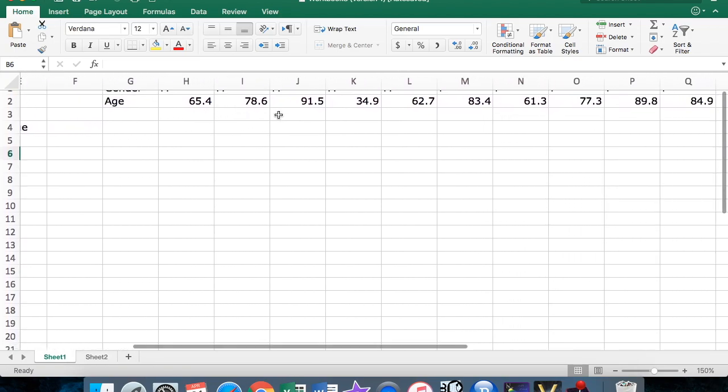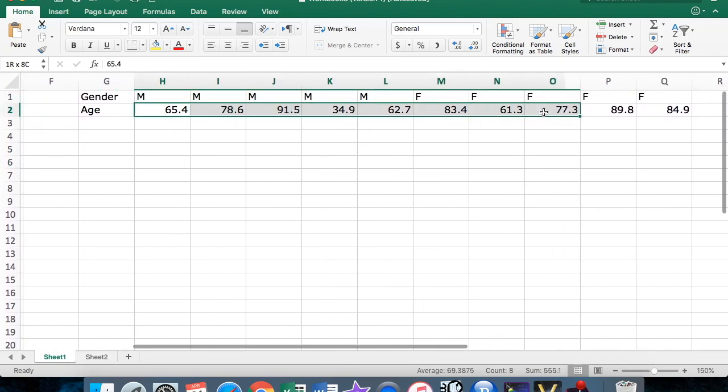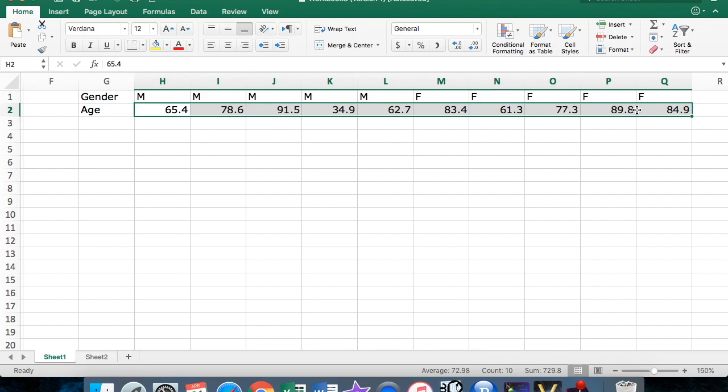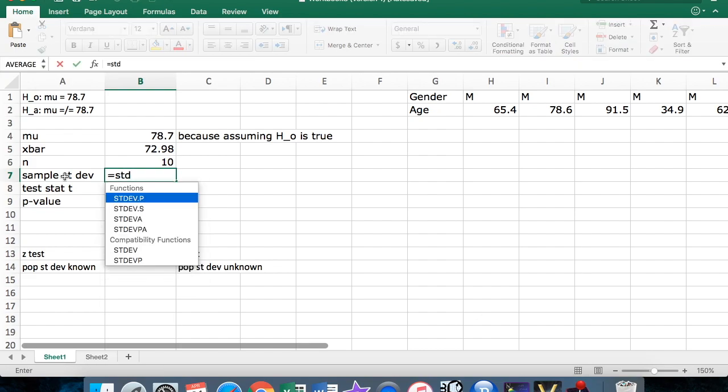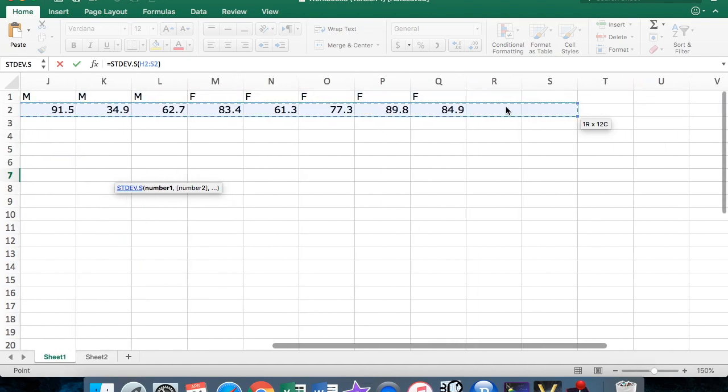Now my n, well, how many people were there? You can highlight all of the ages, or you can just remember that it was 5 females, 5 males, so it'd be 10. But down here it says that there are 10 people, so the count. So 10. So now I need my sample standard deviation, which is what you're going to need to find for your test statistic. My standard deviation is STDEV.S because it's for the sample, right? So select all these guys.